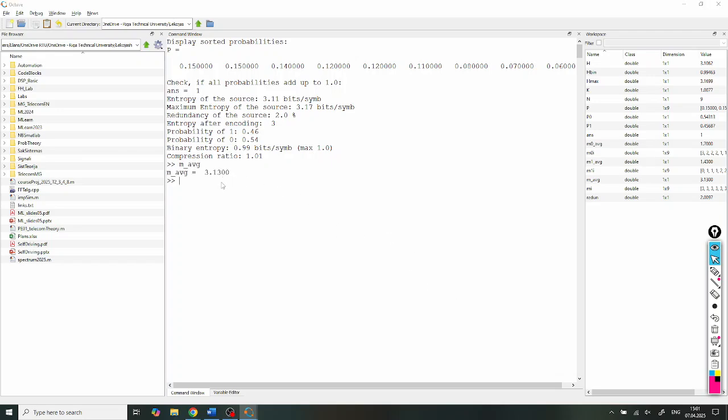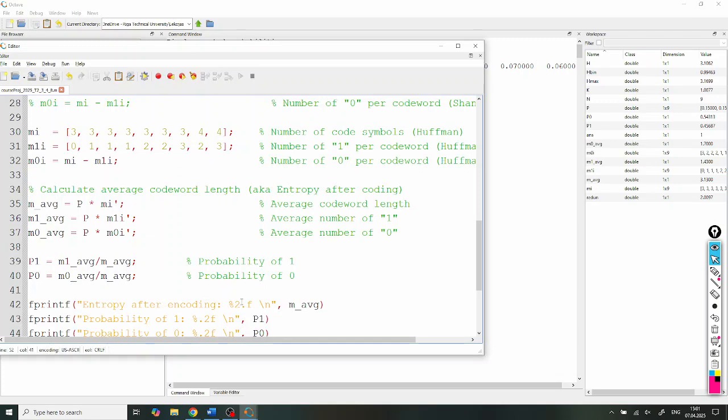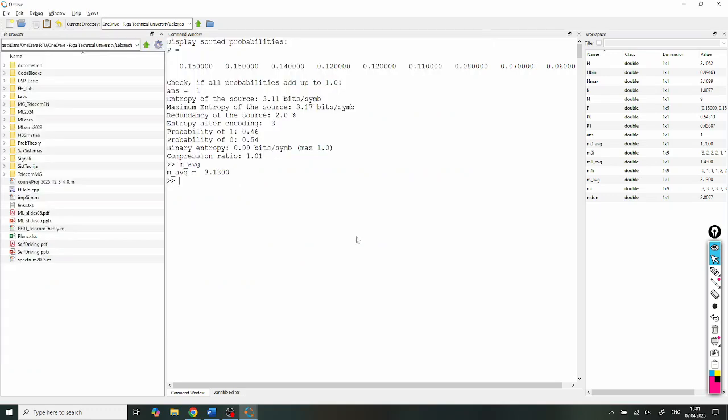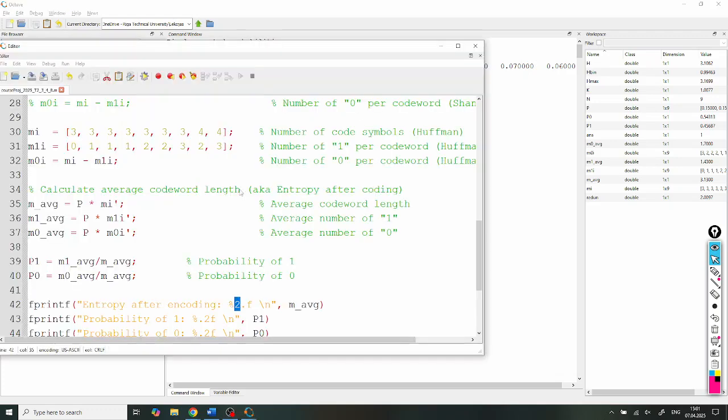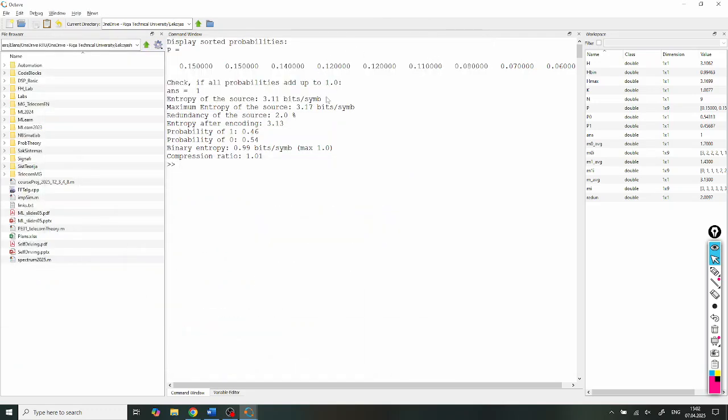Wait, so M average is actually... wait a minute. See, I have specified incorrectly here. So it's just like this 3 point something is not showing what is after the comma. So it's rounded and moved a little bit. So I have a formatting problem here. It needs to be like this. That's why I was confused, because my compression ratio actually shows that there is a positive effect of the code, but my entropy shows that there is not. So that means somewhere I have a mistake.